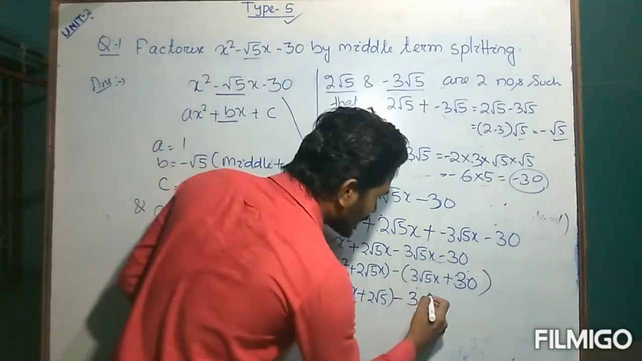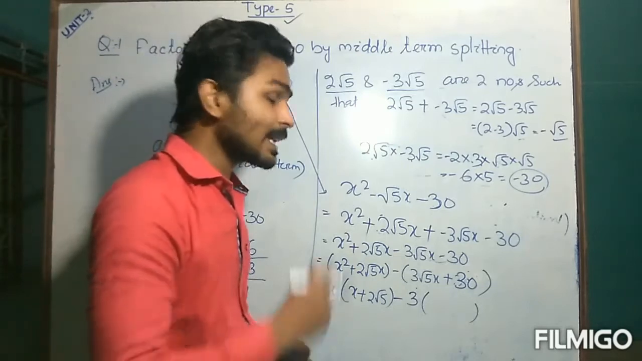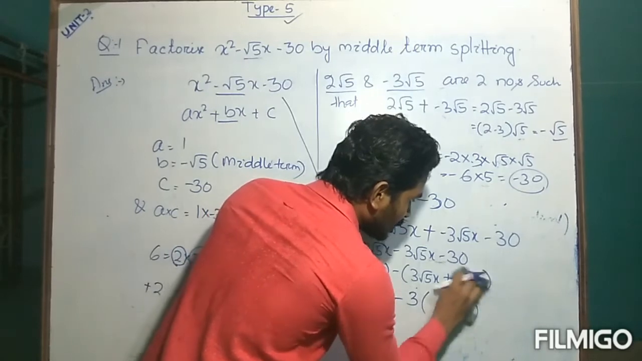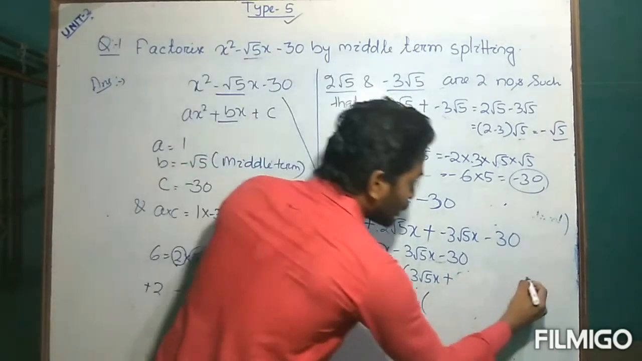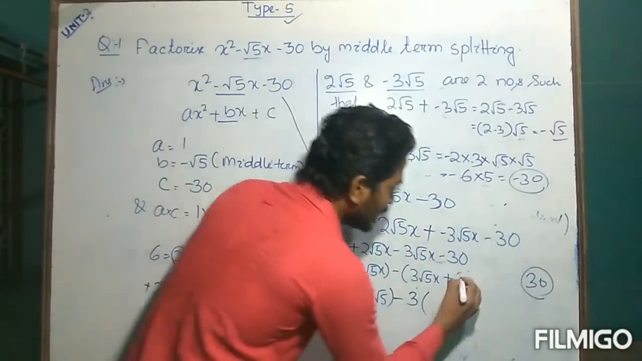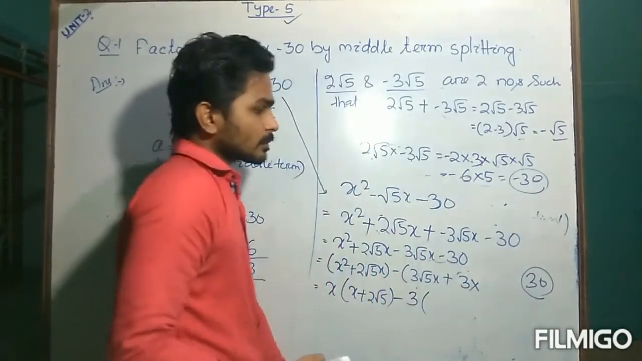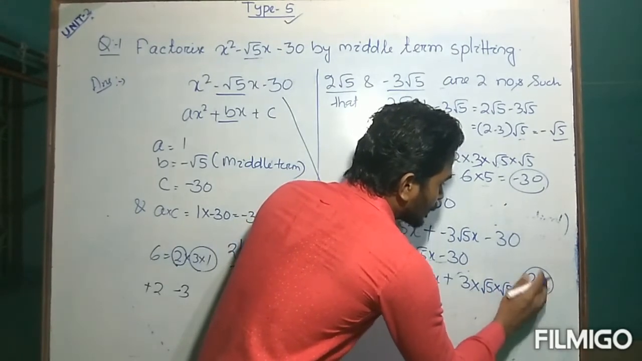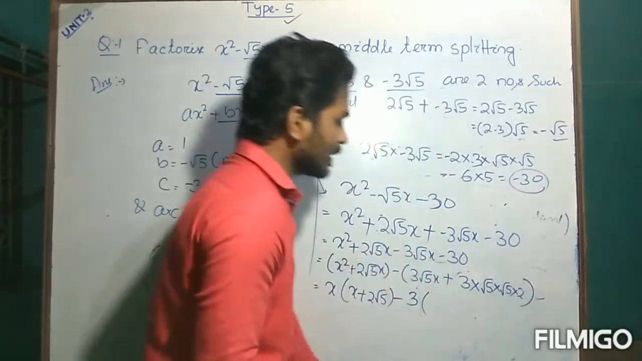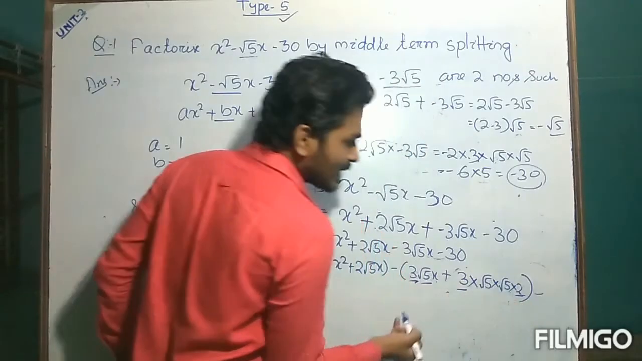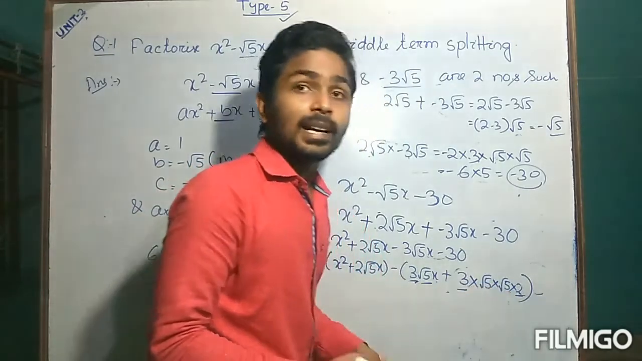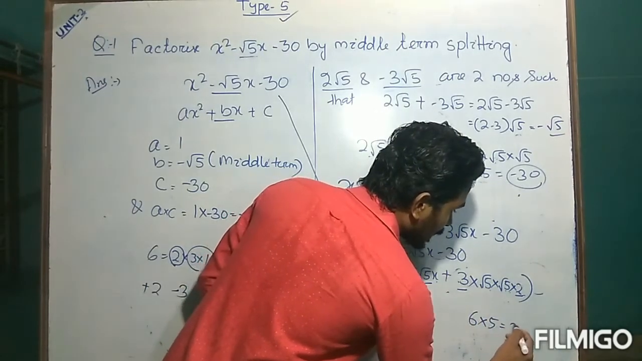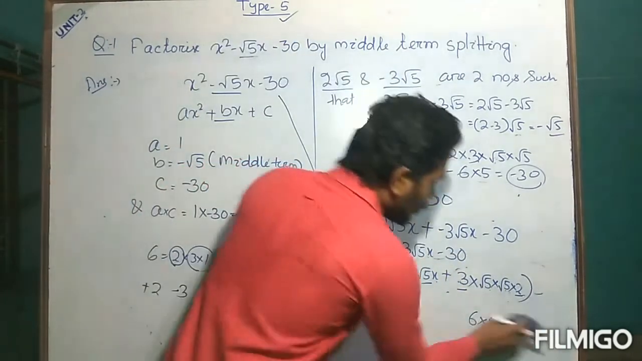But is there any part which can be taken as common? Yes, there is another part. What is that part? You can split this 30 like this. How? We have 30, we can split 30 into 3 into root 5 into 2. Why? Because 3 into 2 is 6, 6 into root 5 into root 5 is 6 into 5, which is 30. 3 2s are 6, root 5 into root 5 is 5, and it is 30 now. Okay, why did we do this?